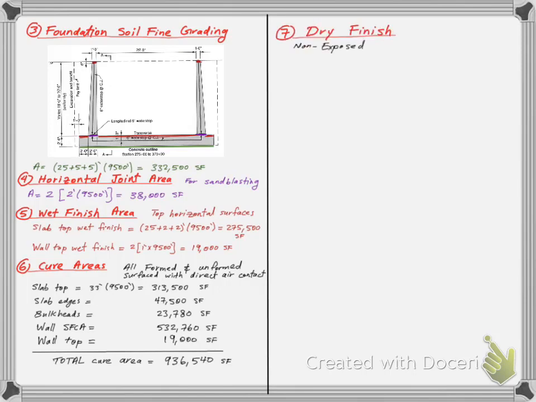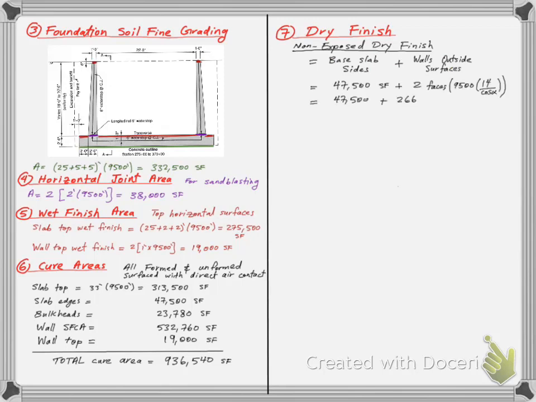For dry surface finishing, we will differentiate between the different surfaces that are exposed and not exposed to the eye after the structure is finished. The non-exposed areas include the slab sides and wall outside surfaces, as they will be hidden after the soil is backfilled around the channel. The formed surfaces that will be exposed only include the inside faces of the walls.